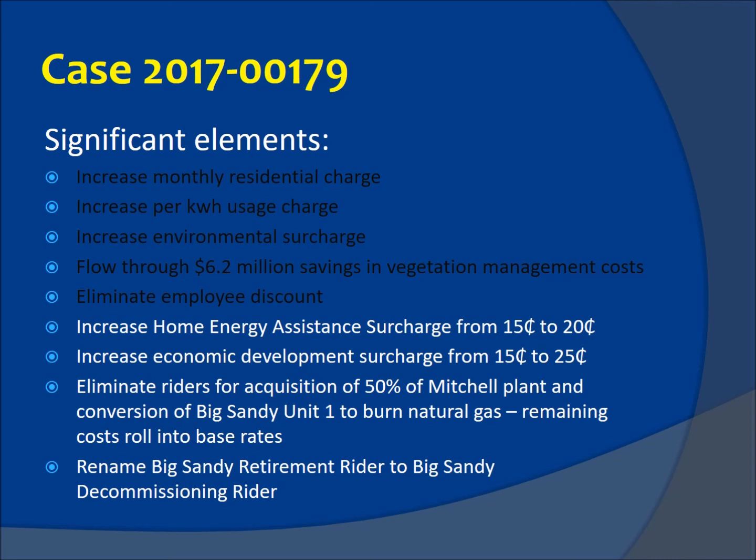and eliminating the current surcharges or riders for Kentucky Power's acquisition of a 50% share of the Mitchell Generating Plant in Moundsville, West Virginia, and for the recently completed conversion of the smaller of 2 units at the Big Sandy plant in Louisa to burn natural gas instead of coal. Those costs would be rolled into base rates. The confusingly named Big Sandy Retirement Rider, which was unrelated to retirement costs for utility employees, would remain, but would be redesignated as the Big Sandy Decommissioning Rider to better reflect the fact that it is recovering costs related to the shutdown of the larger unit at the Big Sandy plant.